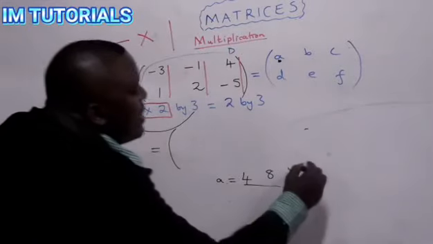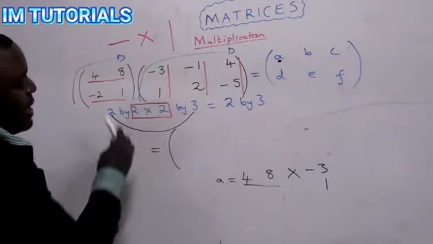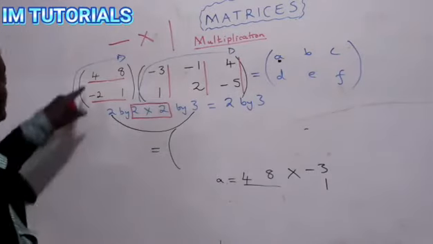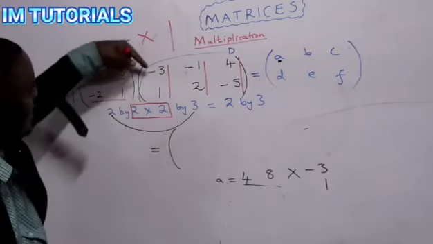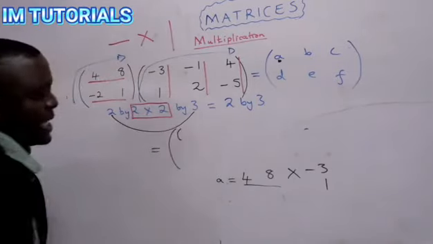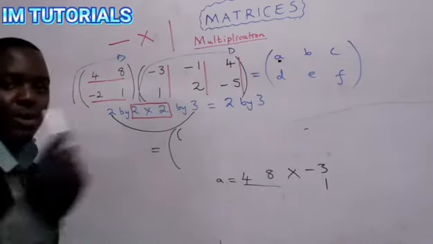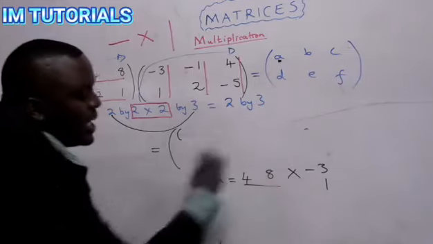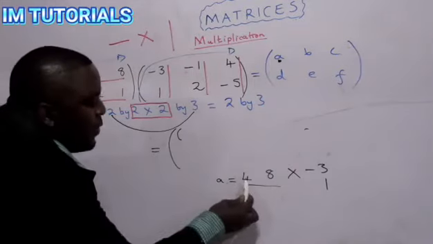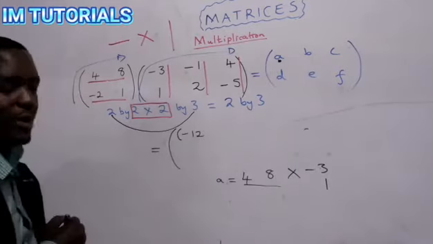So the first column here is minus 3 and 1. This is minus 3 and 1. So the combination for A is 4, 8 times minus 3, 1. Right. So what is the rule when doing the multiplication process? The first number in the row multiplies the first number in the column. So it's 4 times 3. You get minus 12. I hope you are listening.